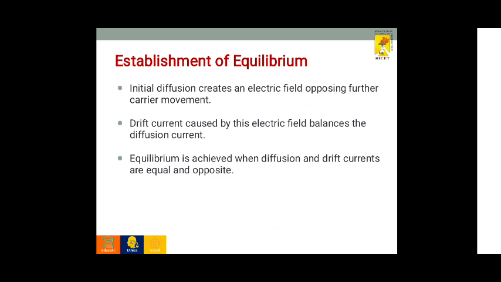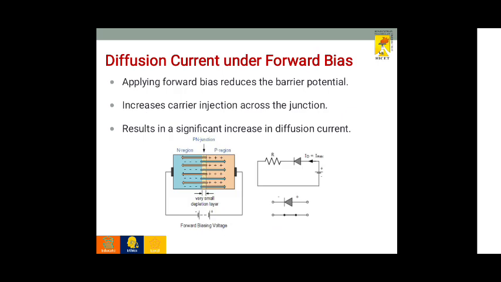Let's come to the establishment of equilibrium. Initial diffusion creates an electric field opposing further carrier movement in the diffusion process. The drift current is nothing but, if you are applying an electric field, the electrons drift towards the positive terminal; that is called a drift current. This current caused by the electric field balances the diffusion current. So equilibrium is achieved when the diffusion current and the drift current are equal and opposite.